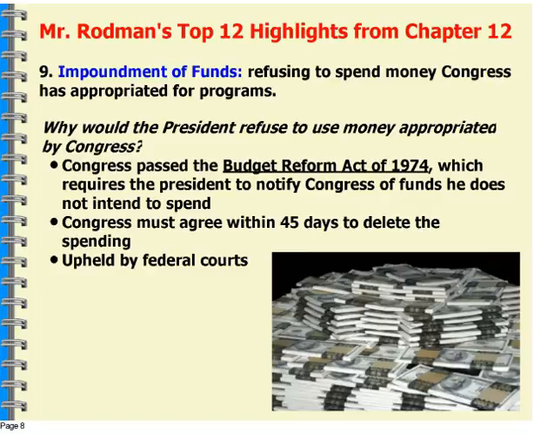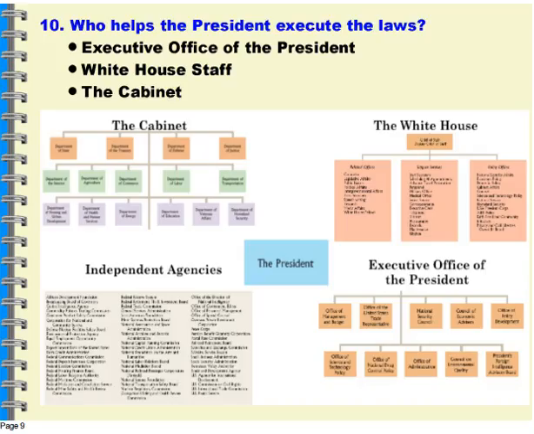And that actually is a process through the Budget Reform Act of 1974 to impound those funds, and it has been upheld by the courts through the separation of powers, Congress having the power to make the laws, including budgetary laws, and the courts have upheld that as siding with Congress on those particular issues.